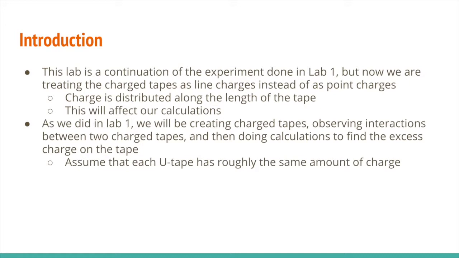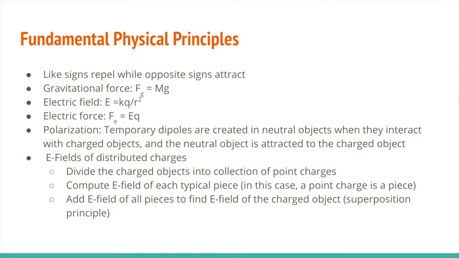As we did in Lab 1, we will be creating charge tapes, observing interactions between two charge tapes, and then doing calculations to find excess charge on the tape. Like in Lab 1, we can assume that each U-tape has roughly the same amount of charge. The fundamental physical principles that we will use in this lab are: like signs repel while opposite signs attract. We will use three formulas: the gravitational force formula, the electric field formula, and the electric force formula.